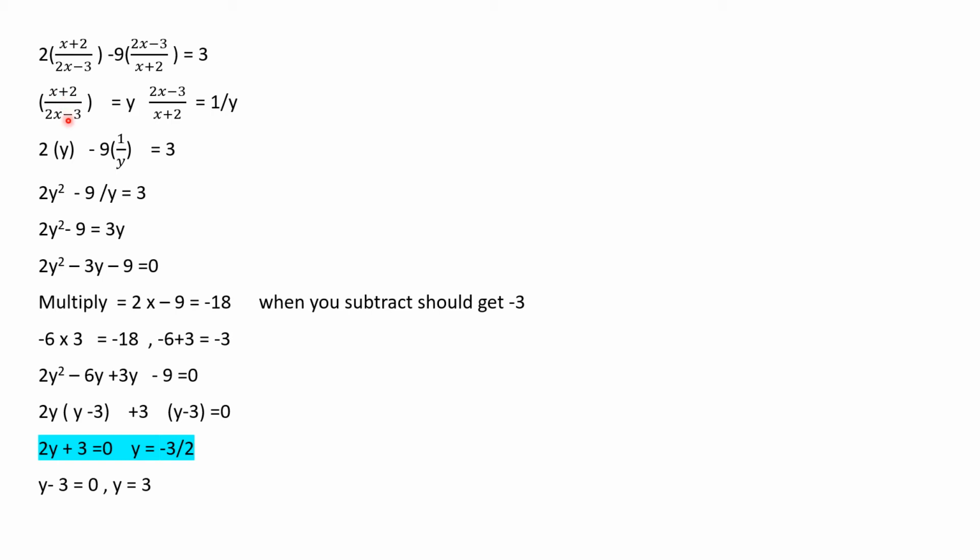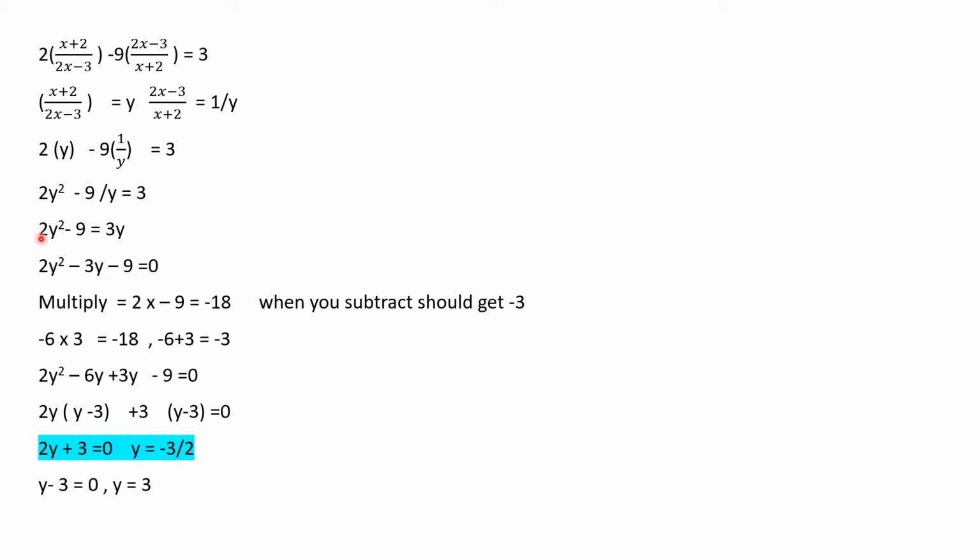Now I am going to take x plus 2 by 2x minus 3 as y, and 2x minus 3 by x plus 2 as 1 by y. Substituting, 2y minus 9 into 1 by y equal to 3. Now take LCM, right? Here no y, so by 1, here by 1. So what will you get? You have to multiply this with y. 2y square minus 9 by y equal to 3, right?